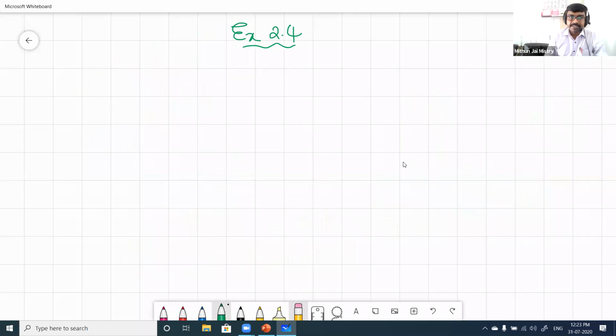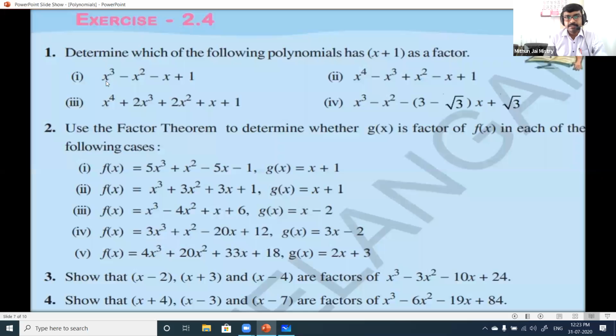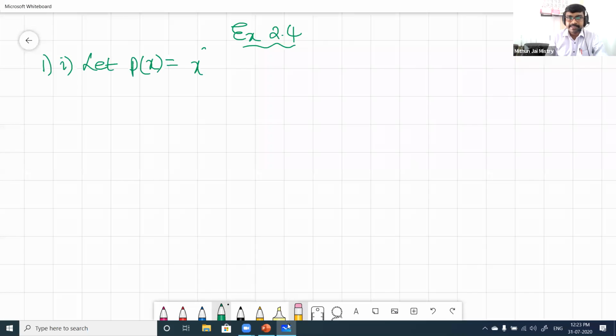If you are taking class on alternate days, then the first bit, first one: let p of x be, have a look, x cube minus x squared minus x plus 1. We are giving some name to this polynomial, so we are giving the name p of x.